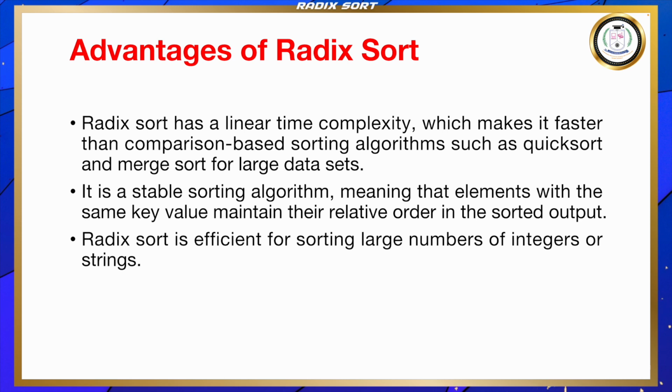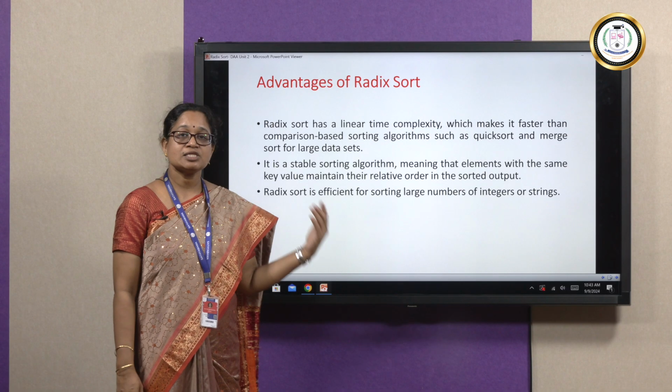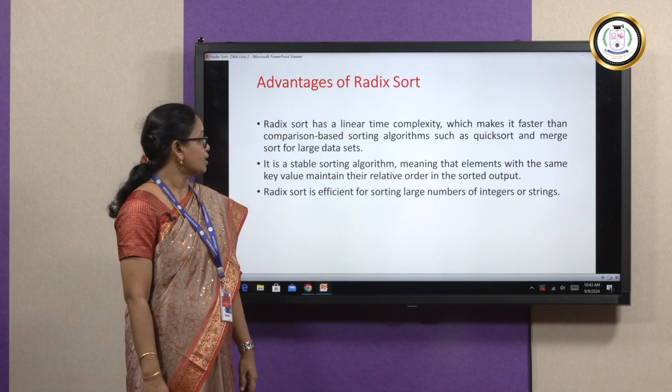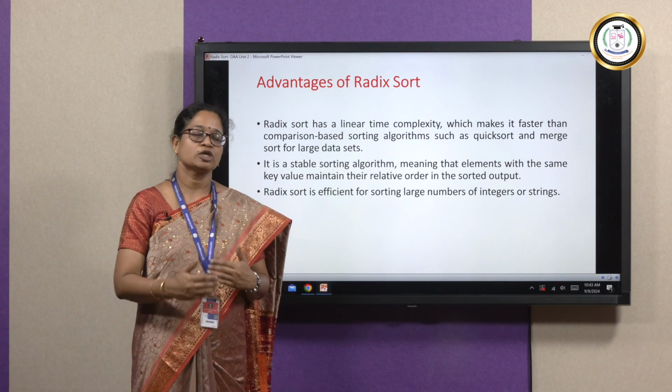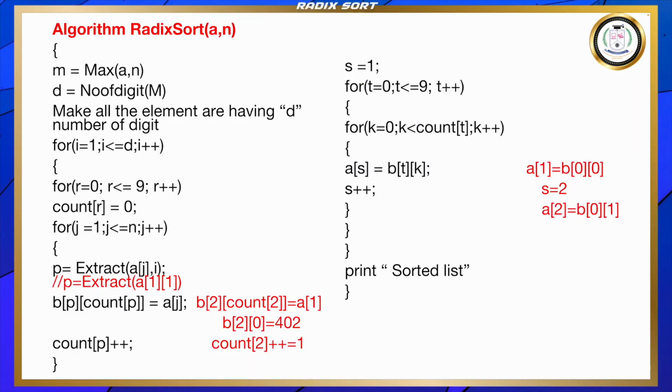So what is the advantage of Radix sort? It has a linear time complexity, so it is faster than other comparison based sorting algorithms like quicksort and merge sort. And it is a stable sorting algorithm. That is, the elements with the same key value maintain their order in the sorted output. And it is efficient for sorting a large number of integers or strings.